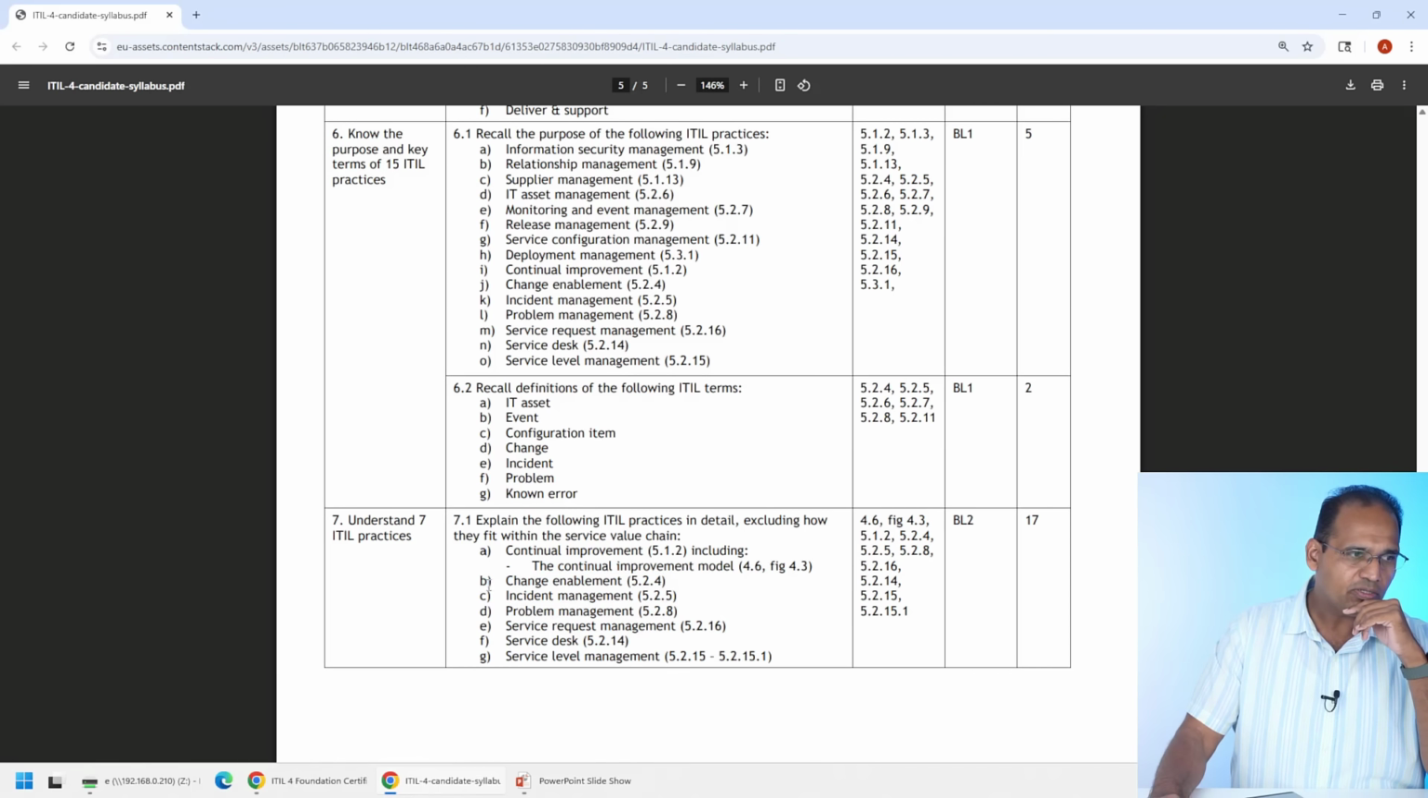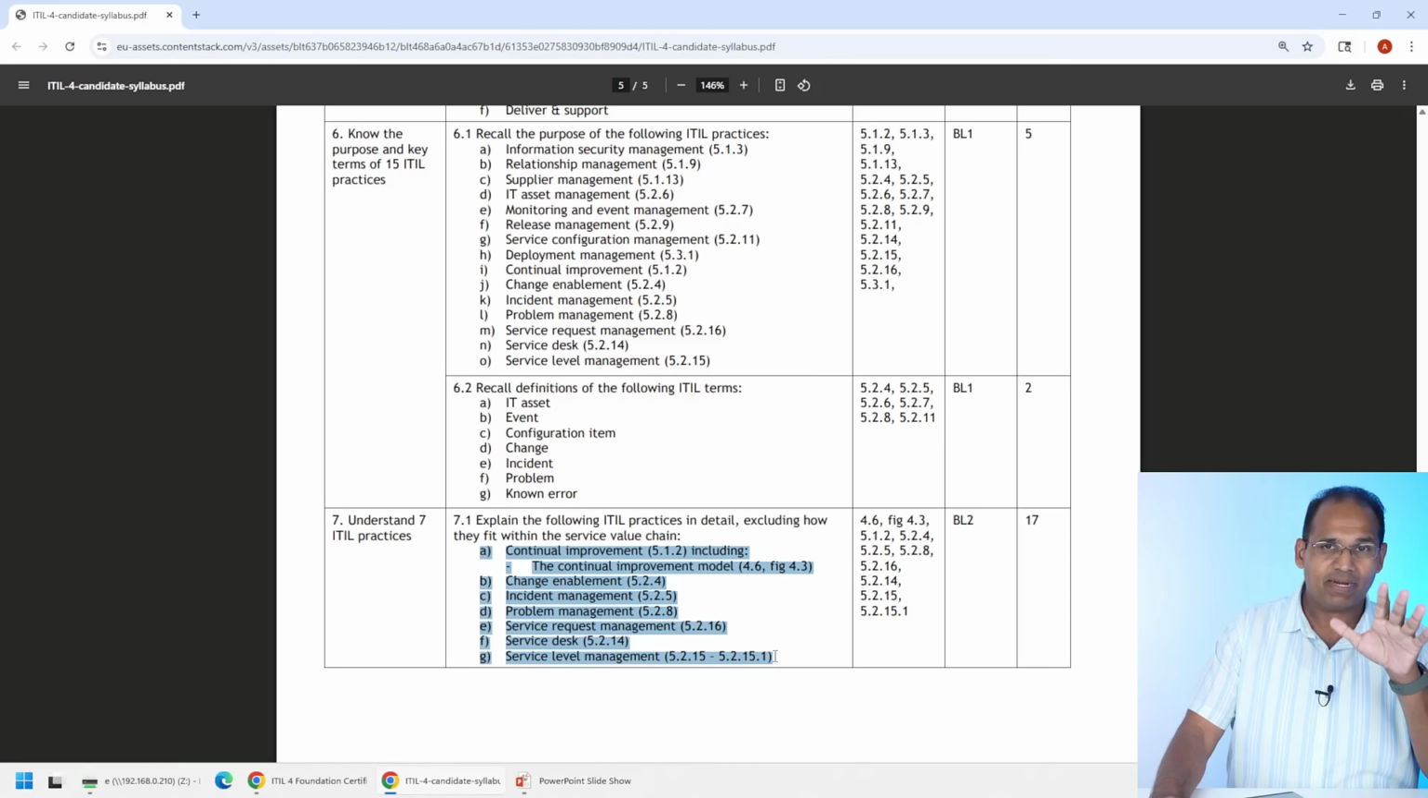So make sure you really understand these particular practices. These 7 practices are almost half of your exam questions. So keep that in mind.